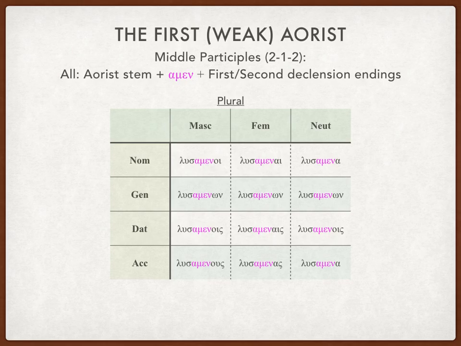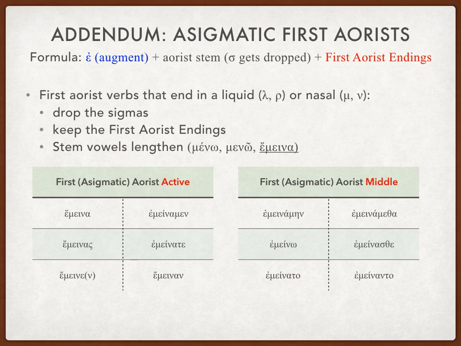Aorist stem plus amen plus the first or second declension endings. Now, for the most part, 90% or more of your first aorists are going to form just like this, adding sigmas to the end of the stems, adding epsilons where you need to, and just throwing in the typical endings with alpha theme vowels for all your changes, except for what we call the asigmatic, or without sigmas, first aorist verbs. There aren't too many of these, and essentially the rule you want to remember is as follows.